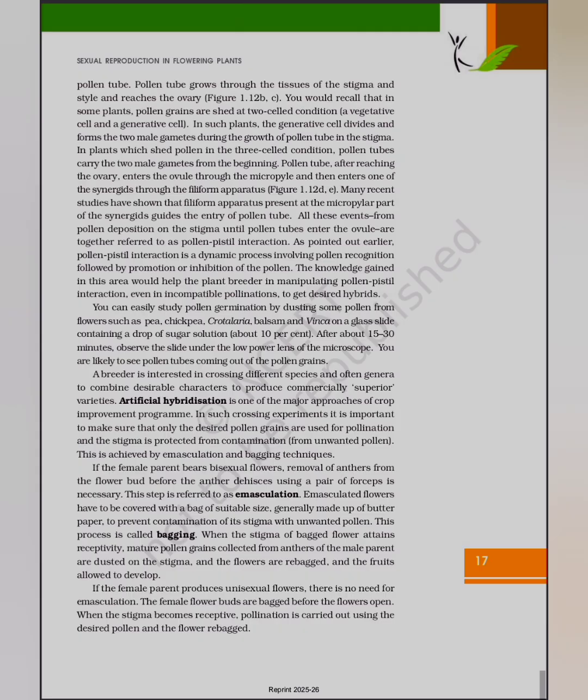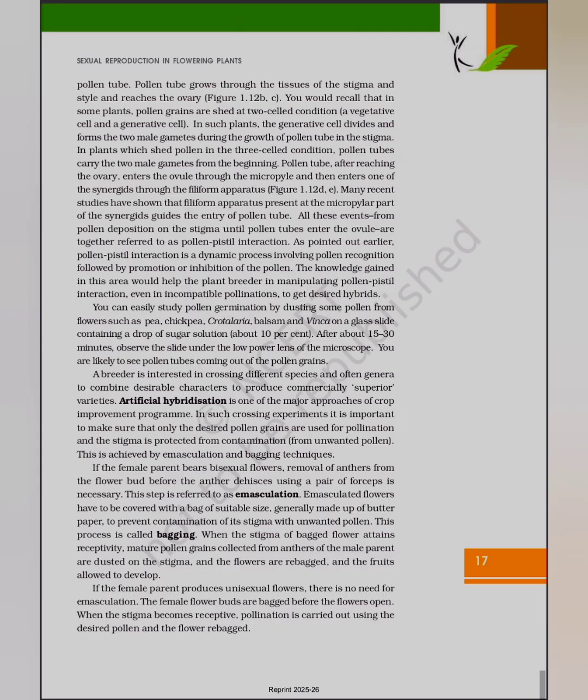All these events from pollen deposition on the stigma until pollen tubes enter the ovule are together referred to as pollen-pistil interaction. As pointed out earlier, pollen-pistil interaction is a dynamic process involving pollen recognition followed by promotion or inhibition of the pollen. The knowledge gained in this area would help the plant breeder in manipulating pollen-pistil interaction, even in incompatible pollination, to get desired hybrids.